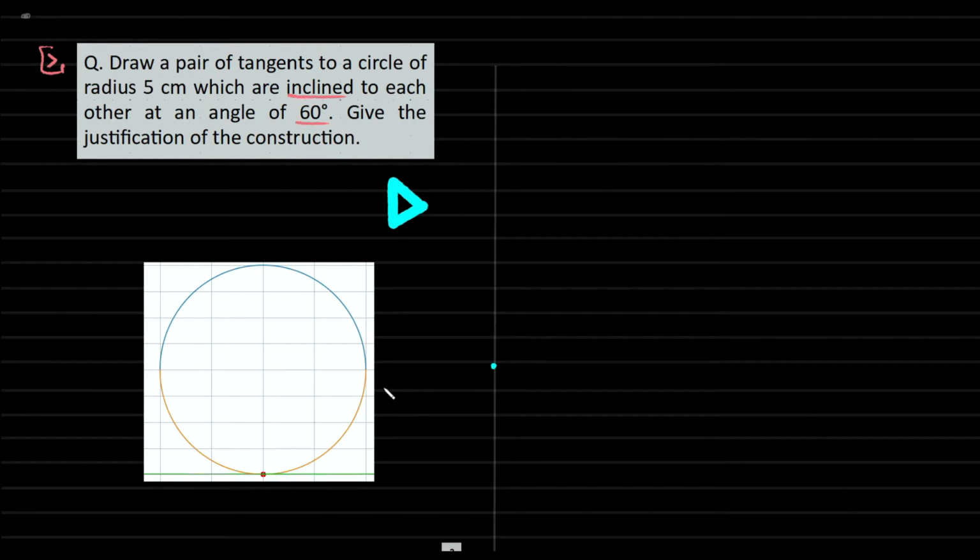Well, say we have a point, an external point. From that point, we should be drawing tangents. And the angle between them is 60 degrees. This is what is given. So with this information, how are we able to draw the given triangle?